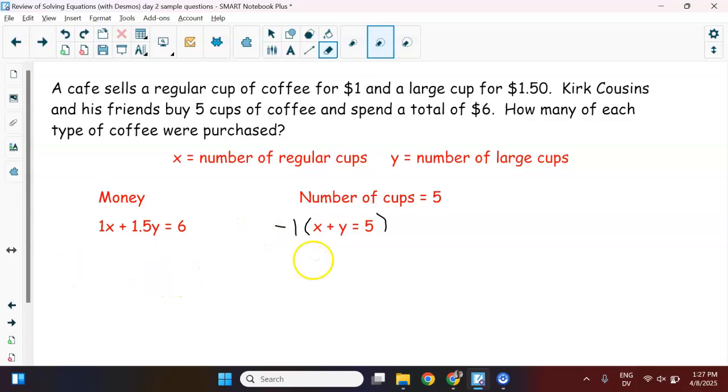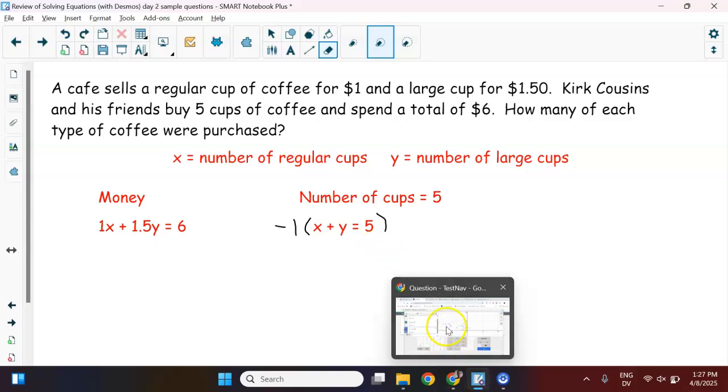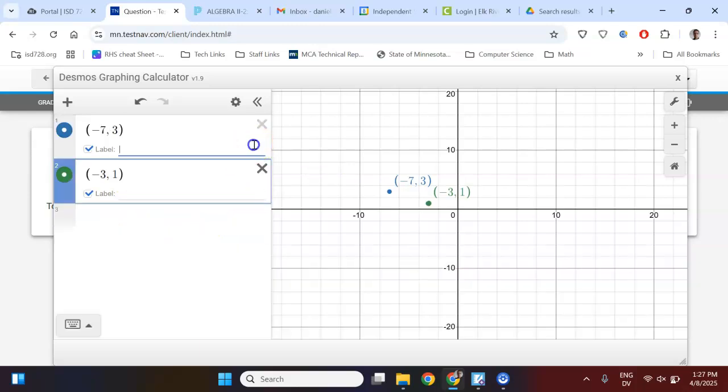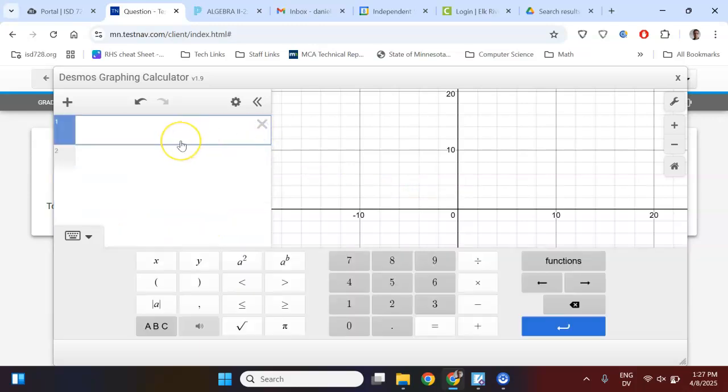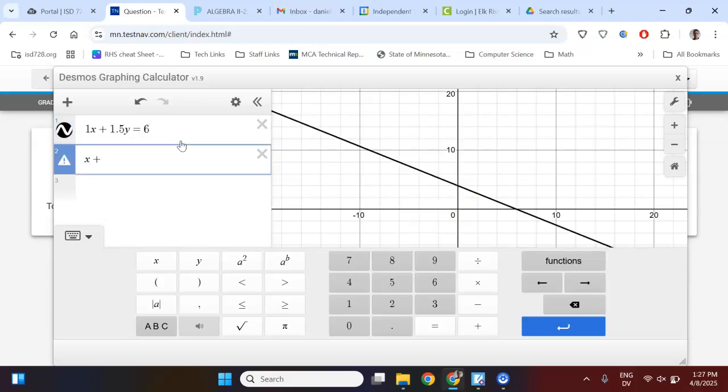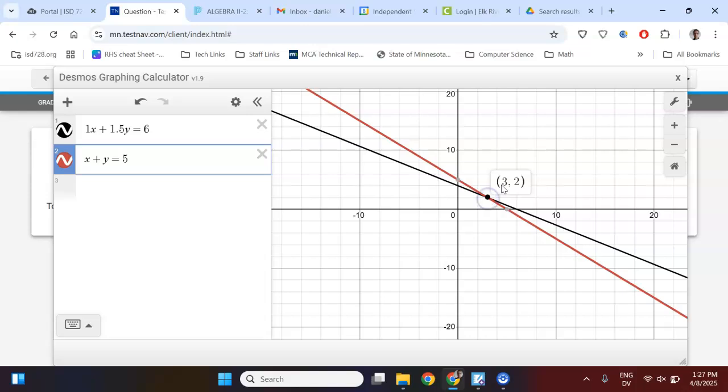Desmos makes this magical. You can literally just type them in the way they are now and find where they cross, and that's going to be your answer. So let's just go to our Desmos machine and type both of these in and delete this old stuff. So I think they were 1x plus 1.5y equals $6, and x plus y equals 5 total cups. So you can see the 2 graphs, and the point they shade right there is 3, 2.